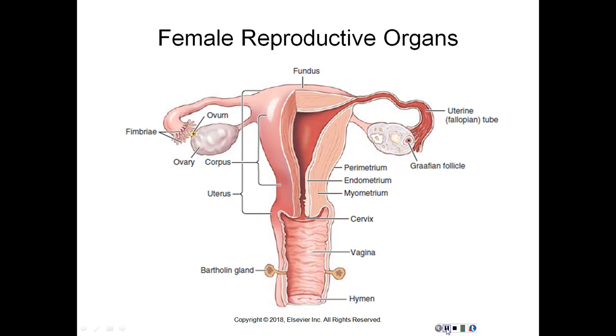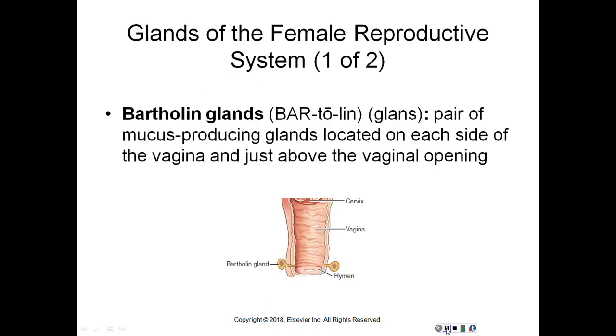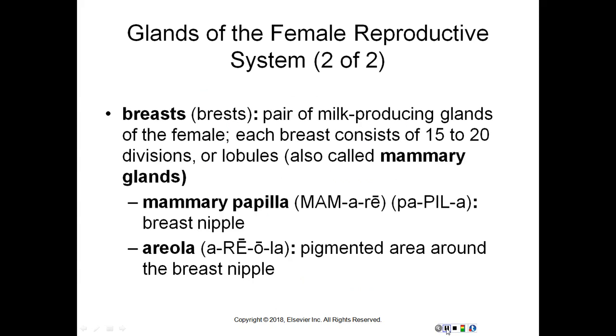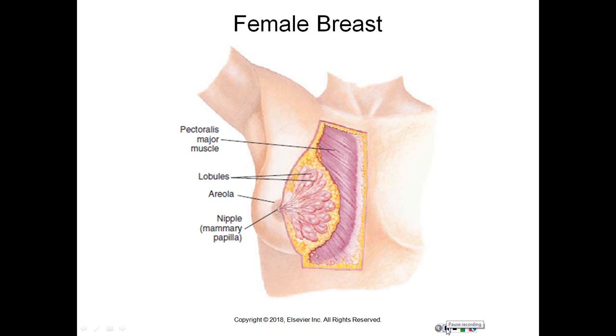And then glands in the female reproductive system. First we have Bartholin's glands, pair of mucus-producing glands located on each side of the vagina just above the vaginal opening. Then we have breasts, pair of milk-producing glands of the female. Each breast consists of 15 to 20 divisions or lobules, also called mammary glands. Mammary papilla, breast nipple, and areola, pigmented area around the breast nipple. And then again, here is the same picture that is in your book.